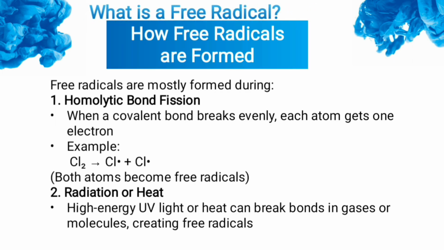Now, how are free radicals formed? Free radicals are mostly formed during homolytic bond fission. The first one, homolytic bond fission: when a covalent bond breaks evenly, each atom gets one electron. Example: chlorine molecule. When the covalent bond breaks, one electron goes to each atom. Both atoms become free radicals. And the second one is radiation or heat. High energy like UV light or heat can break bonds in gases or molecules, creating free radicals.